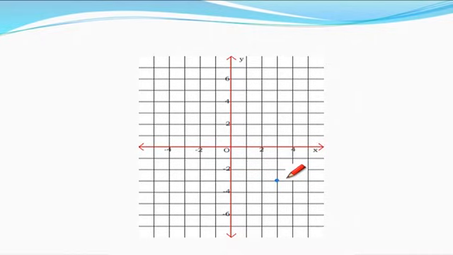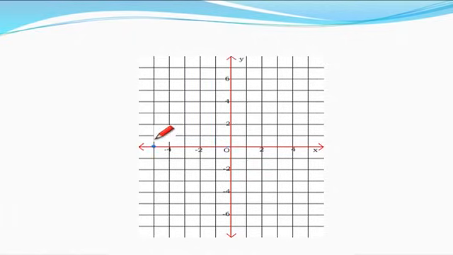Another point is shown here. When we drop a perpendicular from this point to the x axis, it intersects it at 3, and in the same way when we drop a perpendicular on the y axis, it intersects the y axis at -3. The coordinates accordingly are 3, -3. For another point shown here, when we drop a perpendicular on the x axis, we get the coordinate -1, and when we drop it on the y axis, the point is 6. The coordinates are -1, 6.